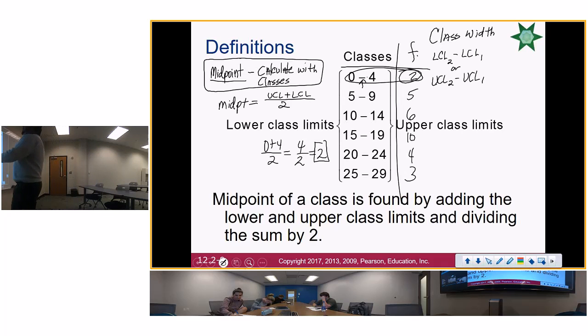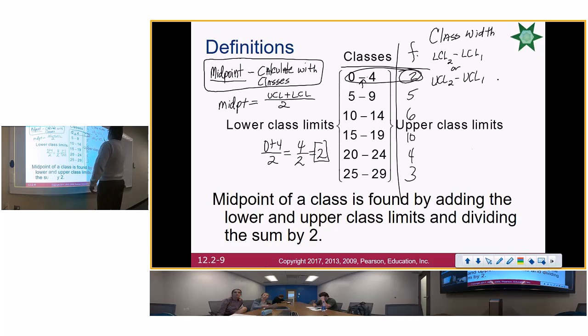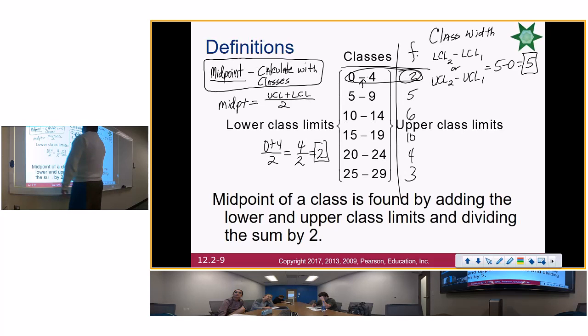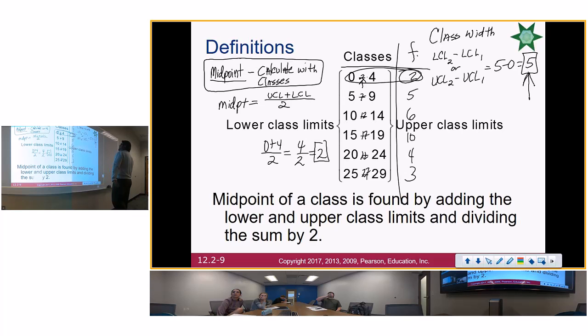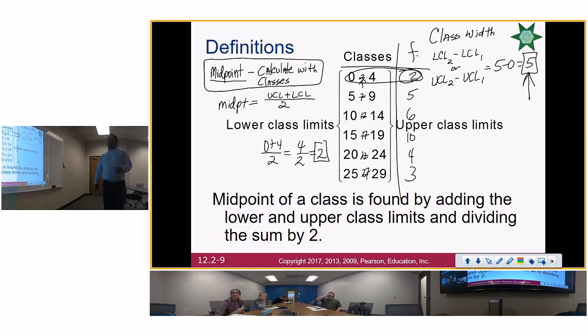Now, how do they work together? Now you can calculate each one. What is the class width? 5. So add the class width to each one. This is 2. So 2 plus 5 is 7. 7 plus 5 is 12. 12 plus 5 is 17. 17 plus 5 is 22. 22 plus 5 is 27. So you can actually find the midpoint of each class by just finding the first midpoint and adding the class width to each midpoint.